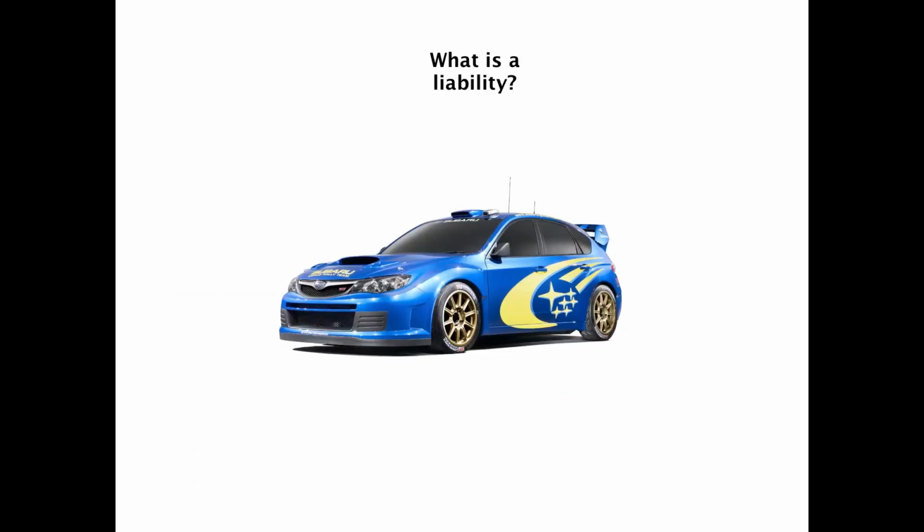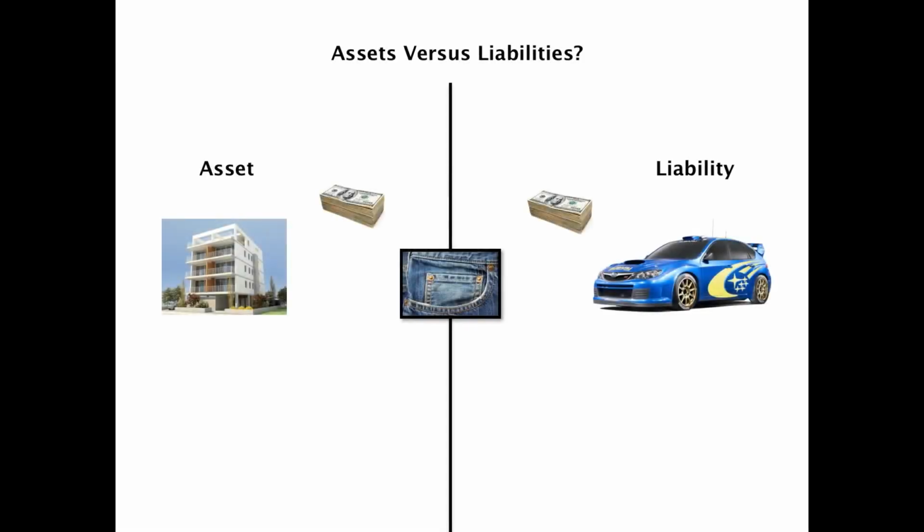So let's go over here and look at a liability. So there's the car, which is the liability. And I'm sure you can think of many other things in your day-to-day life that take money out of your pocket every single paycheck. And that is definitely something that you can classify as a liability. So assets versus liabilities. As I said, the asset's going to put money into your pocket. The liability is going to take that money and take it out.